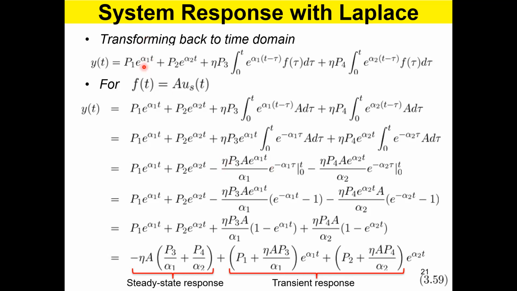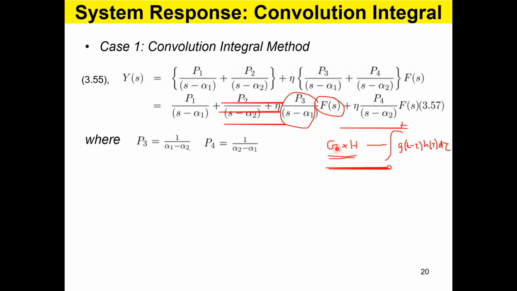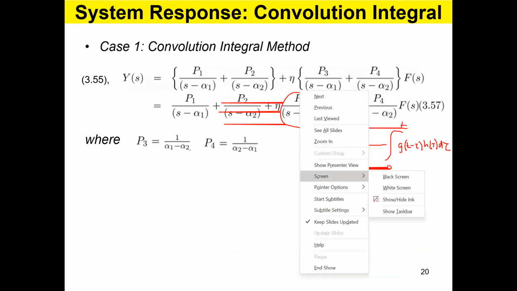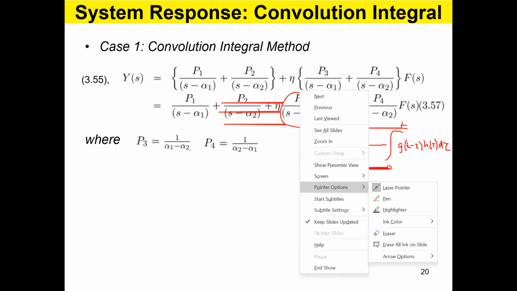So the first two terms, we don't worry too much. We just write them as they are. In time domain, it is e to the alpha 1 t, e to the alpha 2 t, right? The other two terms are convolution integrals. So the first one, if you look at e to the alpha 1 (t minus tau), it is coming from, say, let me erase some of these scribbles.